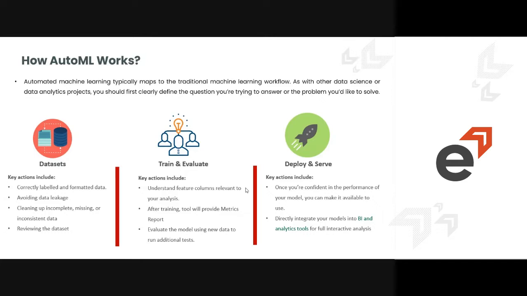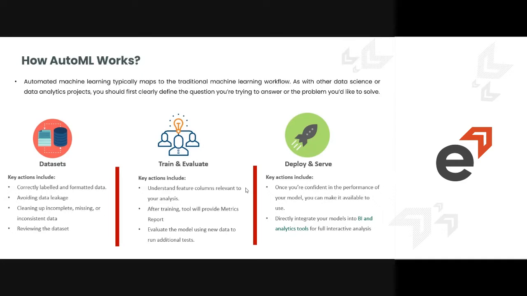We need to understand each feature and column that will be relevant to your analysis. That will help you predict whether the analysis is coming out correct or not. Once the training is done, the tool provides a metrics report based on feature importance, showing the influence of each feature on the target value. Then it helps you evaluate the model using new data to run additional tests.